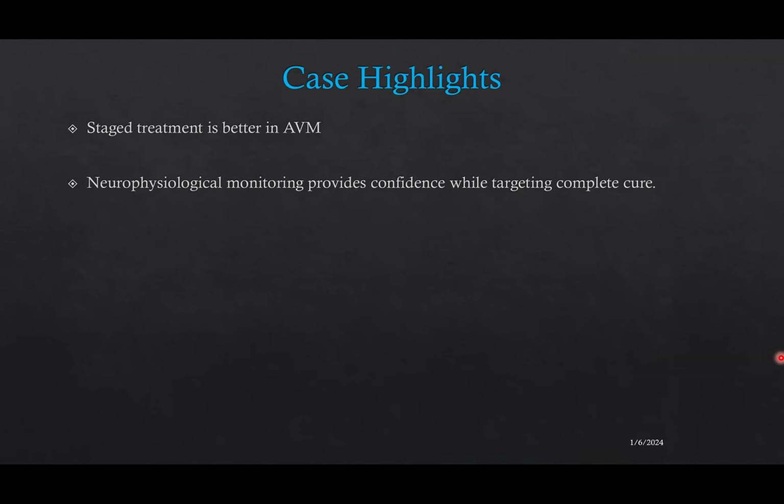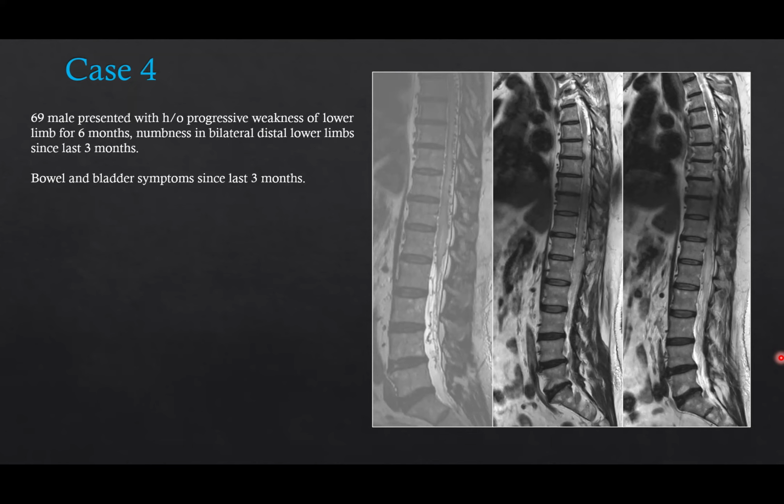The next case is a 69-year-old male who presented with progressive weakness and all the typical symptoms of a spinal dural arteriovenous fistula: progressive weakness of the lower limbs, numbness of bilateral lower limbs, that is sensory symptoms, and bowel and bladder symptoms. The imaging showed multiple flow voids with venous congestion seen as cord hyperintensity extending from the conus medullaris up to the dorsal cord.